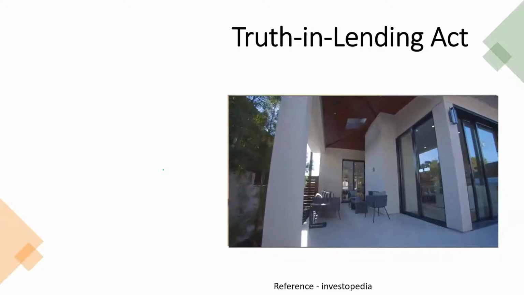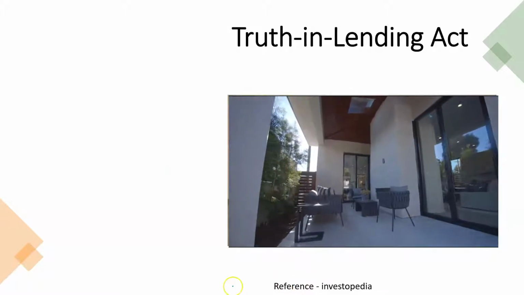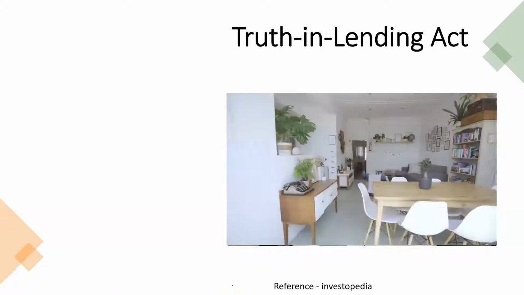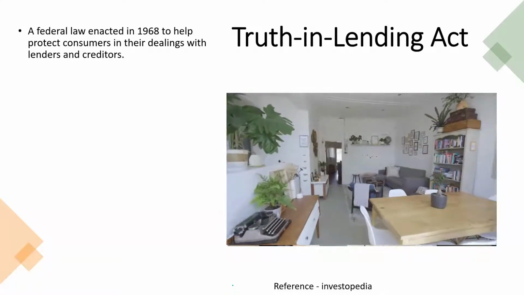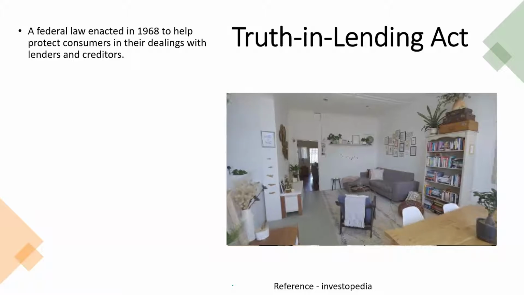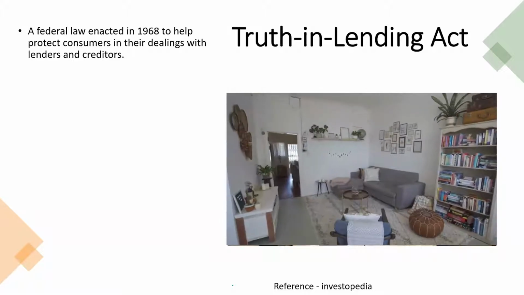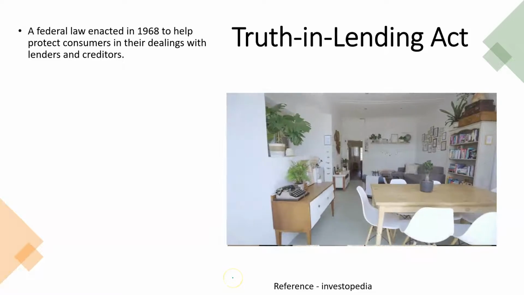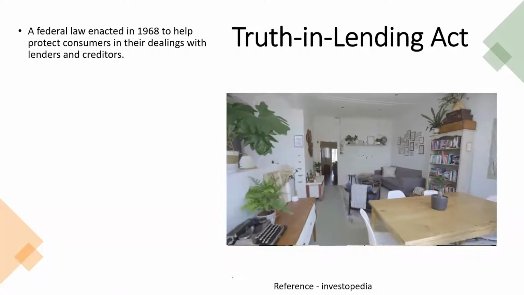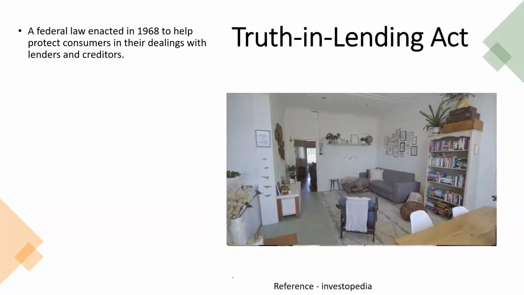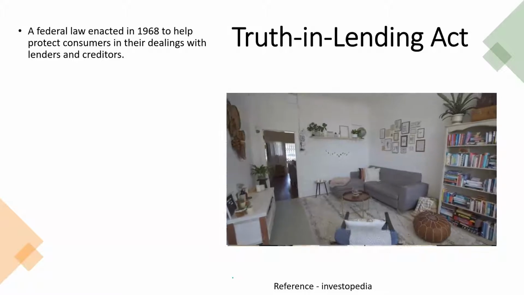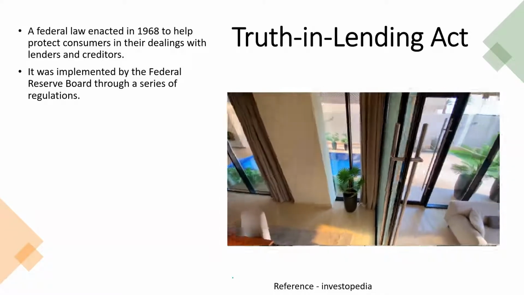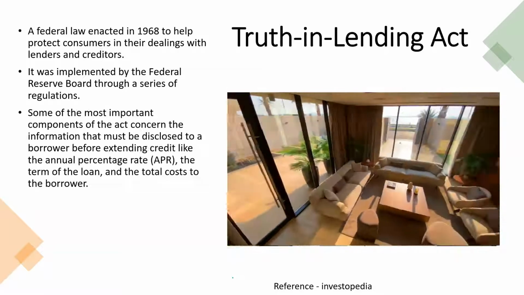So we're referencing Investopedia, a place you can go to look at terms and definitions that are investment related, furthering your research there. The Truth in Lending Act, a federal law enacted in 1968 to help protect consumers in their dealings with lenders and creditors. So obviously it's a law aimed at protecting consumers dealing with lenders and creditors. We are looking at it in the context of the home purchase and financing of, say, real estate. It was implemented by the Federal Reserve Board through a series of regulations.